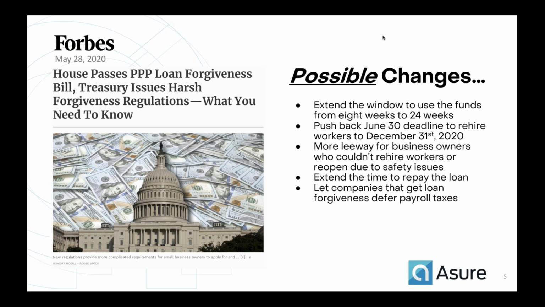It also pushes back the June 30th deadline by which you've got to hire everybody back without penalty to the end of the year, to December 31st. There's also some more leeway in there for businesses who couldn't reopen, right? So maybe just simply due to safety issues, maybe you're a concert venue and there's just no way, you're in phase 3, you couldn't reopen for months, and maybe not at all. Maybe you're a school, right? So more flexibility there. And then extended time to repay the loan.